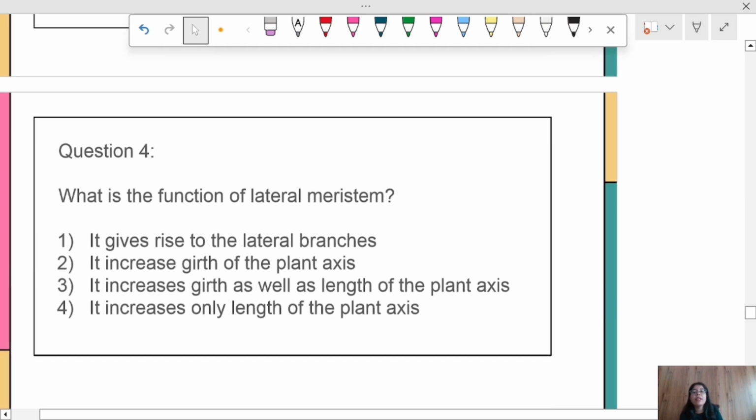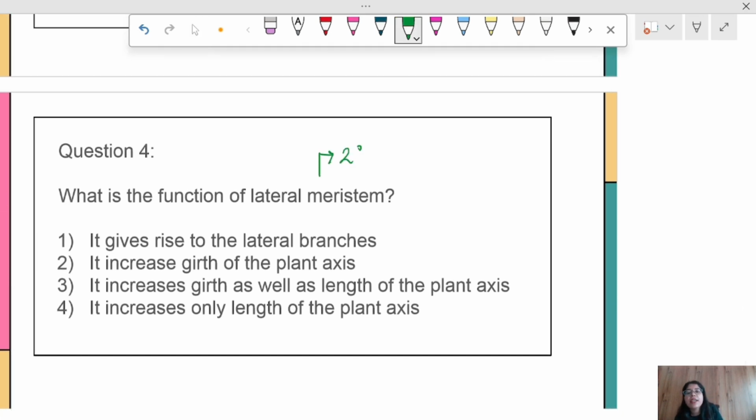First of all, what is lateral meristem? Lateral meristem means secondary meristem. I told you primary meristem functions and secondary meristem functions. What is the function? Lateral branches? No. Lateral branches will be formed by the axillary bud. Lateral meristem will increase the girth or width of the plant axis. Increasing the length, who will do? Primary meristem. Increases only length of plant axis?